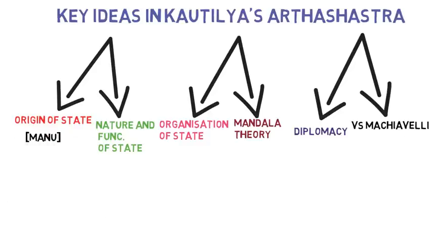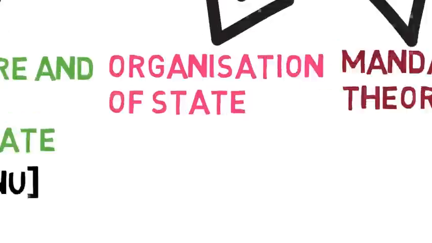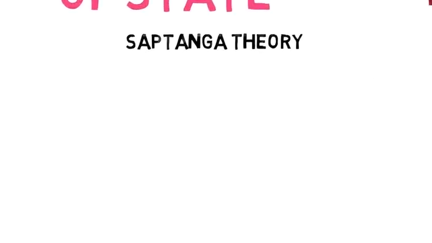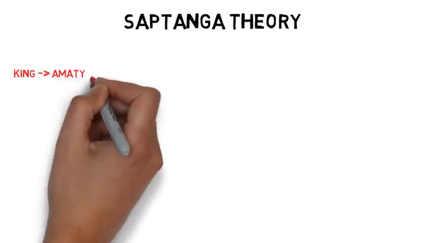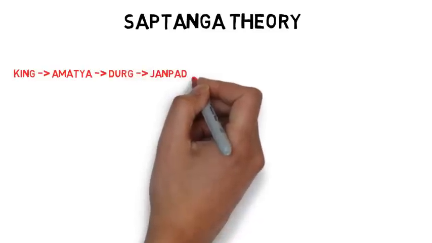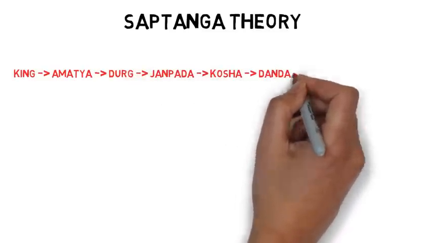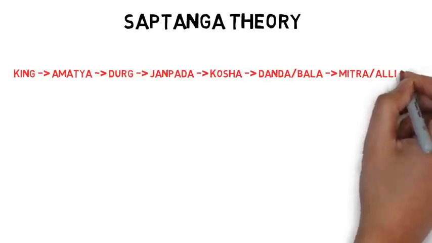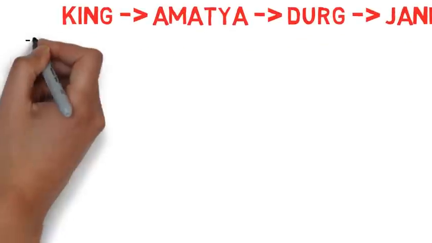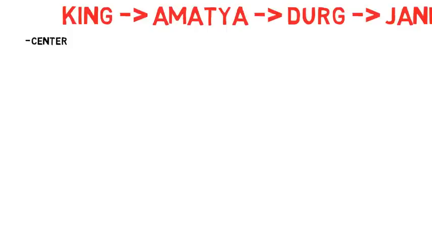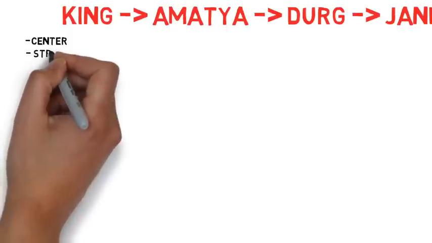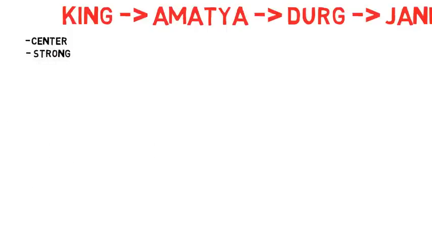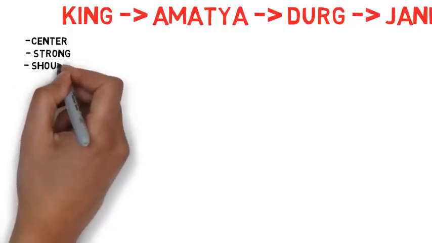Saptanga theory included the description of 7 organs of the state with king as the center. Then we come to Amatyas, then Durga, that is fort, then Janpad, then Kosh, then Dand, Bal, then Mitra or allies. According to Kautilya, king is at the center. Kautilya said that the king should be strong. Even if other elements of the sovereignty are weak and the king is strong, it would work.